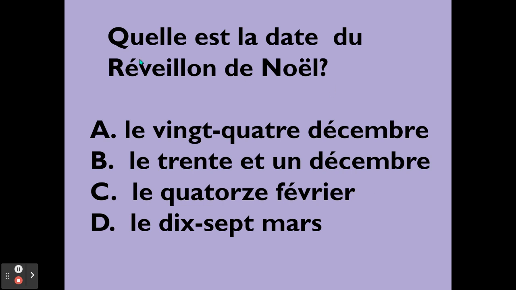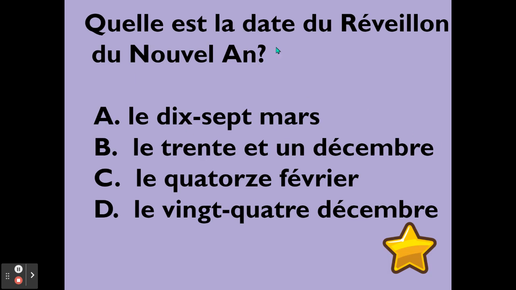Quelle est la date du réveillon de Noël? Le 24 décembre, le 31 décembre, le 14 février, le 17 mars. So remember, it's the eve of Christmas. Le 24 décembre. Quelle est la date du réveillon du Nouvel An? Le 17 mars, le 31 décembre, le 14 février, le 24 décembre.